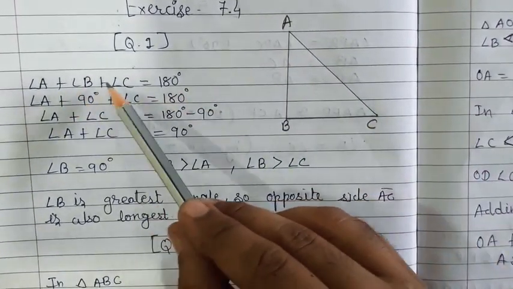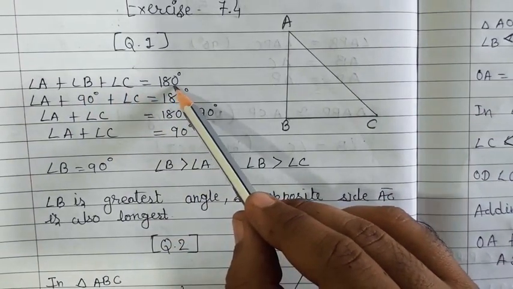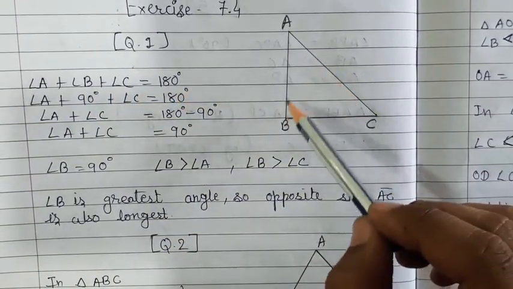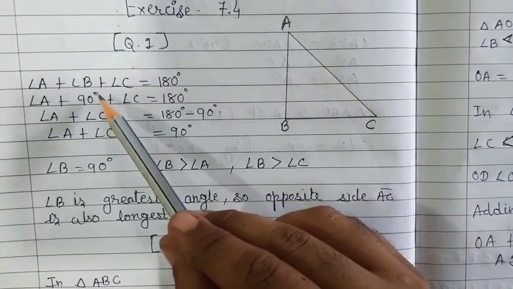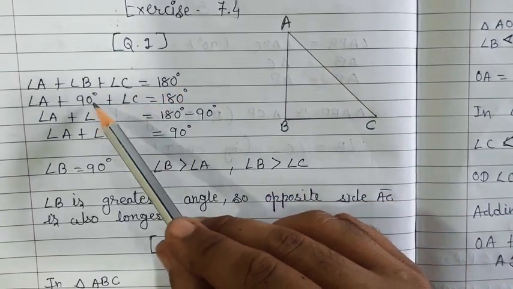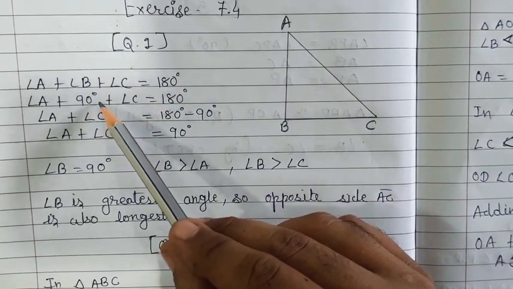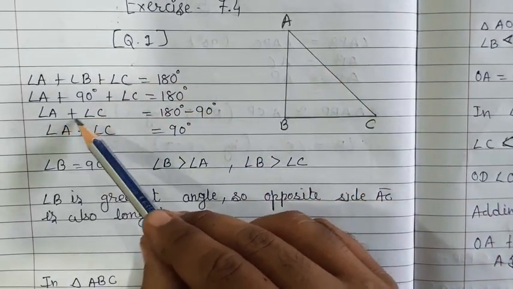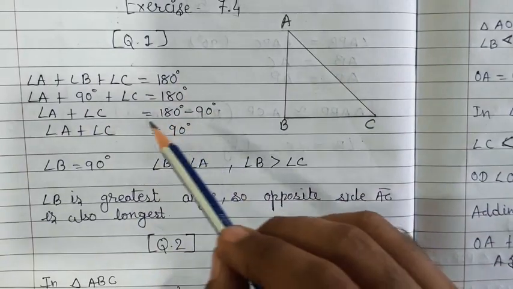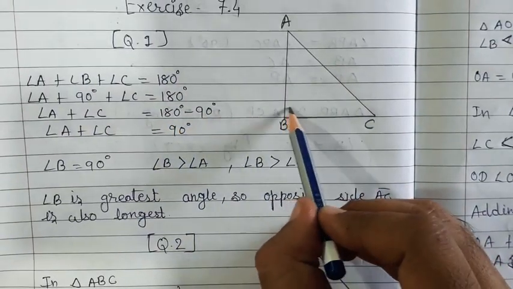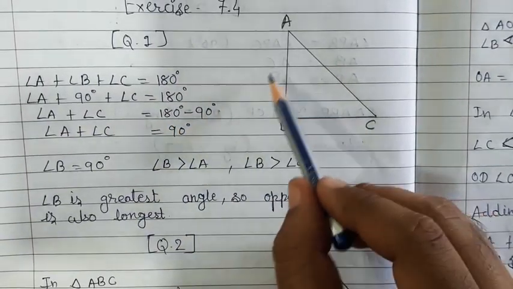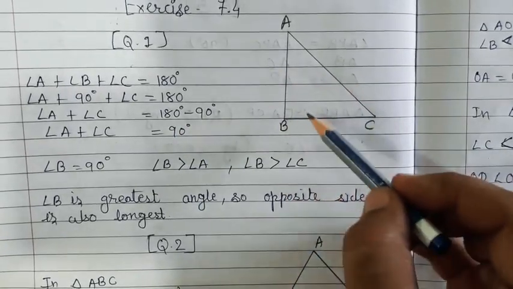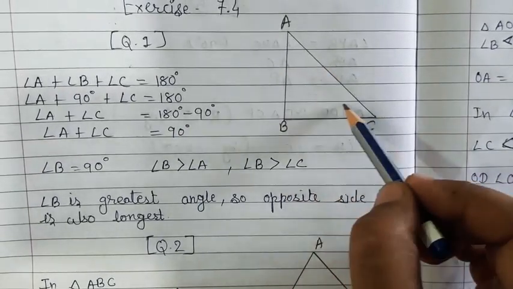So A plus B plus C is equal to 180 degrees, that we know. The addition of all angles is equal to 180 degrees. Now angle B is equal to 90 degrees. So 90 over here, now 90 is transferred to the right hand side, so it becomes minus 90. Now angle A plus angle C is equal to 90 degrees. So this one is already 90 degrees. So we know that the addition of all is equal to 180. So ये 90 है तो ये 90 से कम ही होंगे दोनों, right?